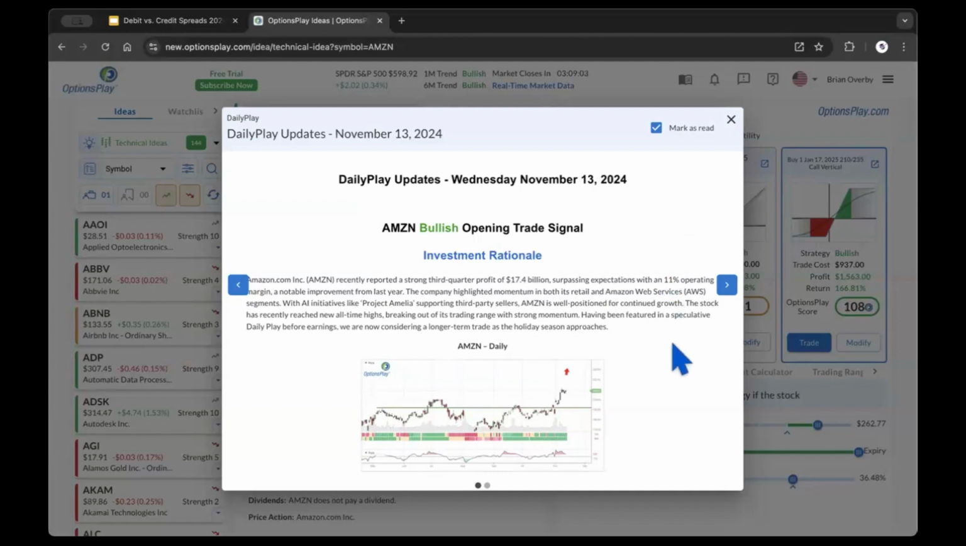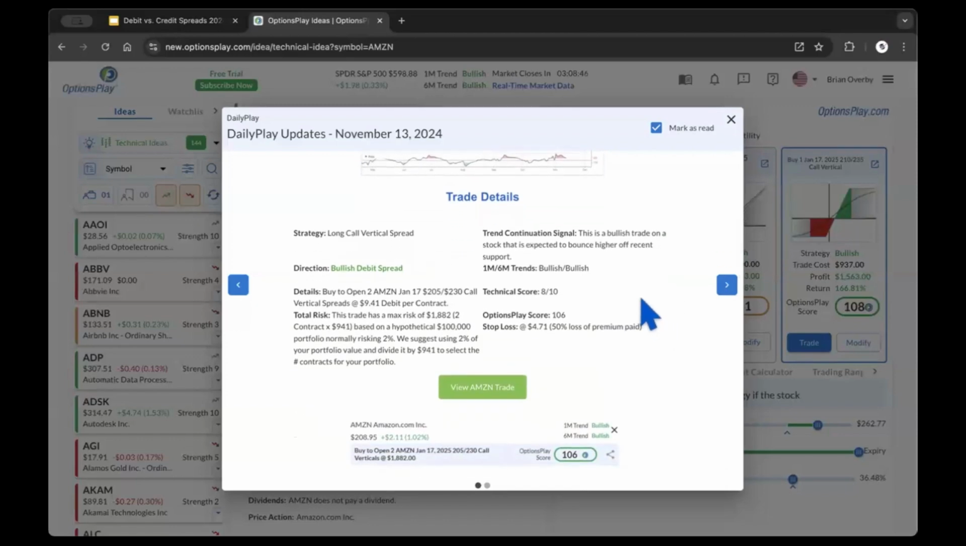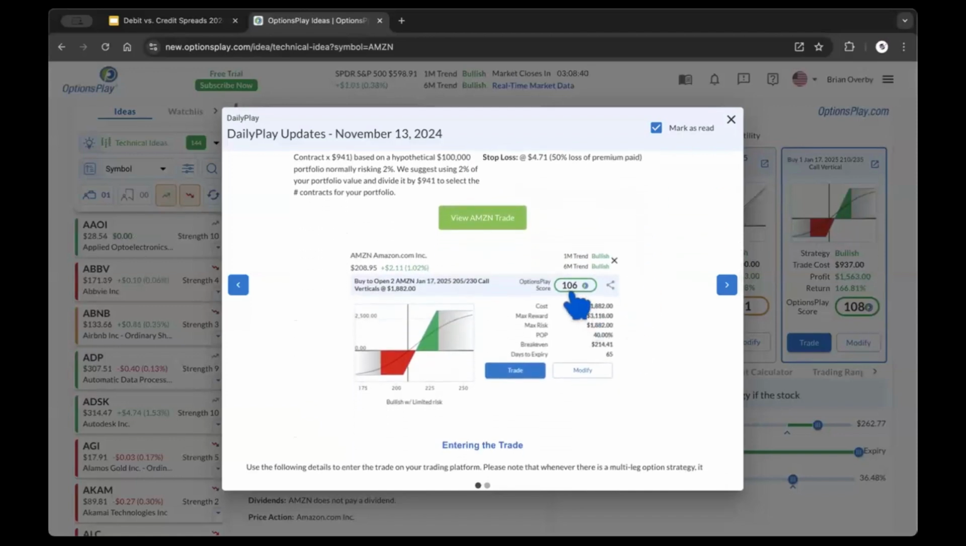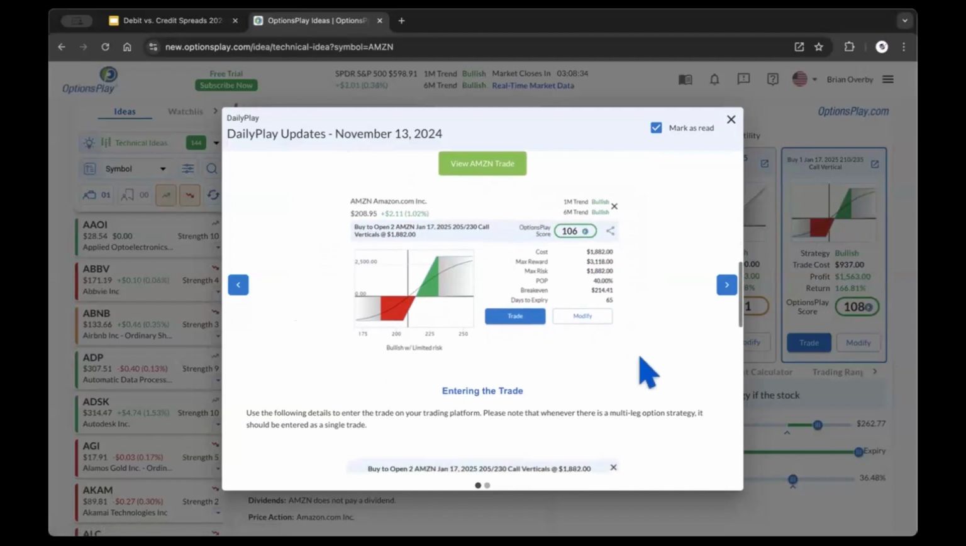Now, if you read my investment rationale that I put together last night on Amazon, we featured a speculative position before earnings. We're now considering a longer term trade as the holiday season approaches. So there's some rationale behind it. In this trade, using the Options Play platform, there's a suggestion to buy a just in the money option contract, it gets a 106 score in Options Play, and then sell an out of the money. We're going to pay a little bit more for that because we're buying a little bit of an in the money option contract, but we're giving ourselves a lot of upside because we're selling a way out of the money contract. And we're going to do that to get us through the holiday season.